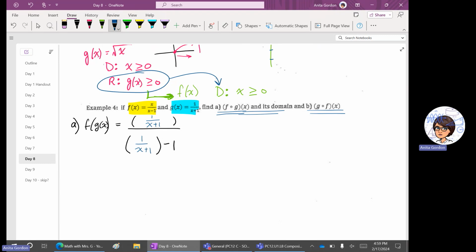I have a stacked function, a stacked fraction. I have a fraction in the numerator and the denominator. I don't like this. I want to simplify it. So I'm going to multiply by the common denominator. And you can see that the common denominator here is x plus 1.